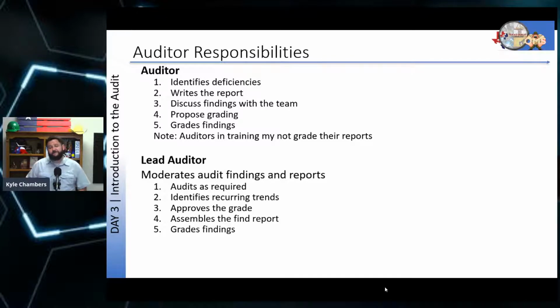Lead auditor. Really, their goal, especially in larger team audits, and I've been part of team audits with 6 and 7 different auditors, at that point, the lead auditor's role is much more of a moderator of the audit as opposed to conducting most of the work. But they're going to really review the audit findings, the reports, make sure that everything is pulled together and all those requirements are met.